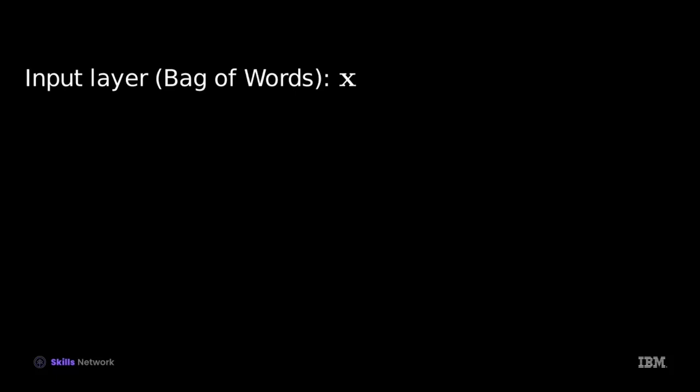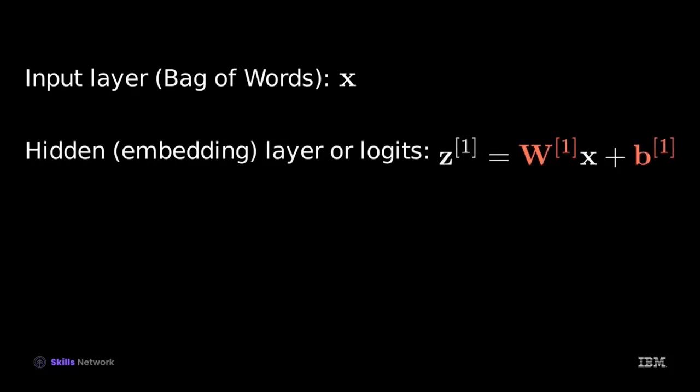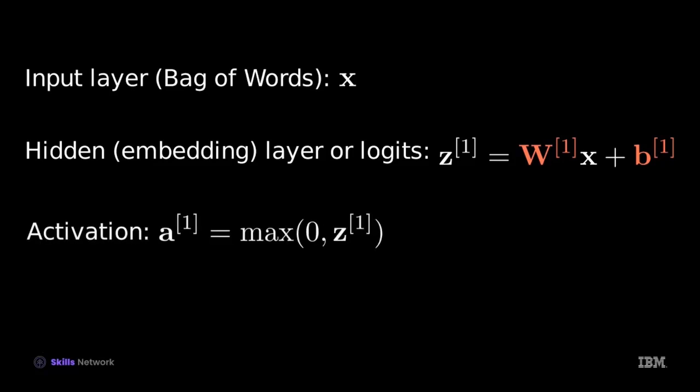In this layer, you'll perform matrix multiplication, occasionally adding a bias. This constitutes the hidden layer. If the input employs a bag of words, this layer is known as the embedding layer, and its output is referred to as the logits. Subsequently, apply an activation function to each logit, a process known as activation, where each element is called a neuron.